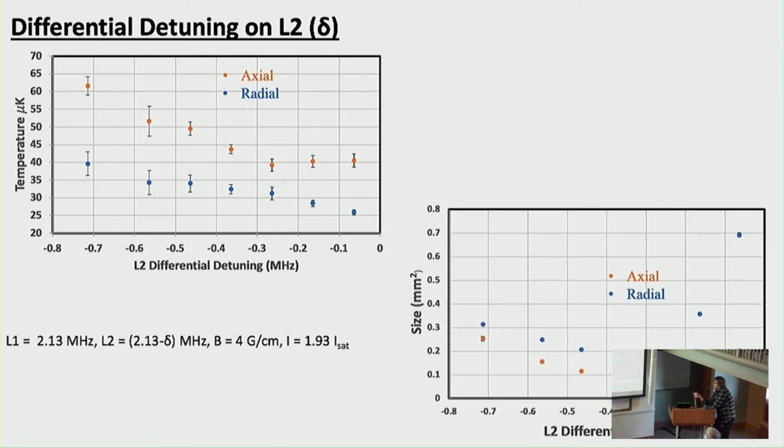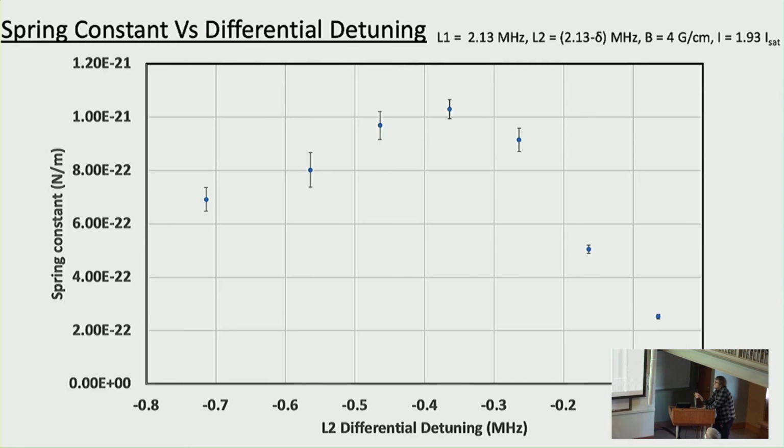And if we look at the size, we see something very interesting. As we go further away from two-photon resonance, the trap is decreasing in effectiveness, and our size is increasing. But as soon as we go to two-photon resonance, our spring constant is disappearing. We can plot the spring constant, and we see that as we go to 0, two-photon resonance, the spring constant disappears, and as we go away from two-photon resonance, we get a spring constant back.